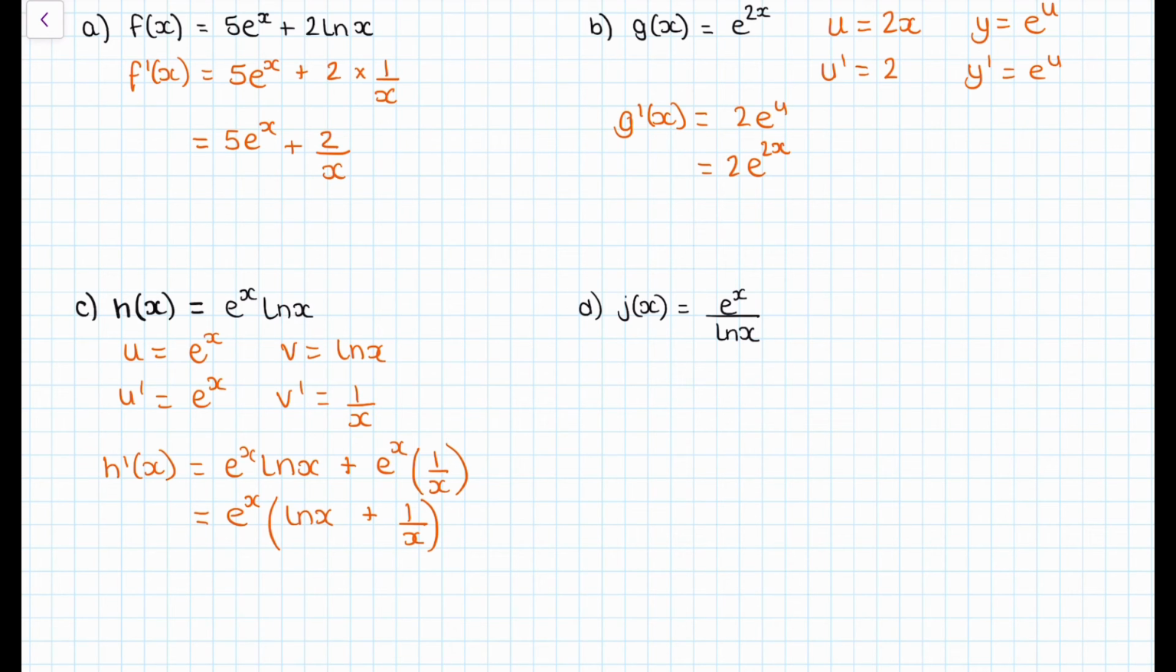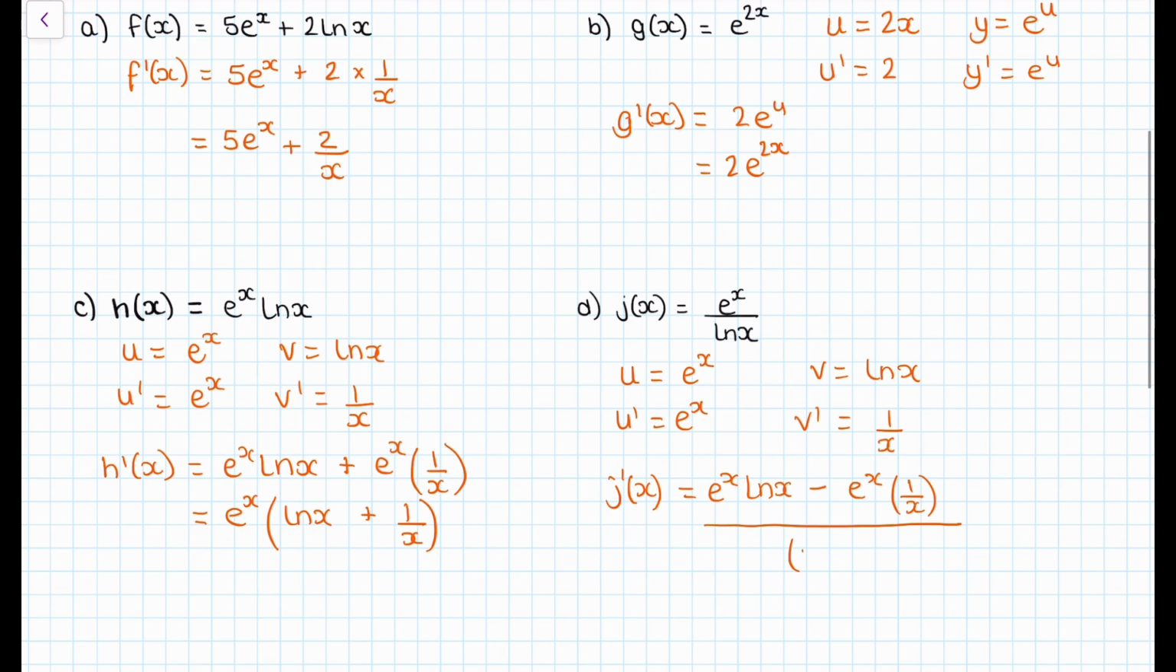Part D, here we've got e to the x divided by ln x, which will be a quotient rule. So u equals e to the x, and once again v equals ln x. V is always a denominator. Our derivative of each, and then we can apply the quotient rule, which is u dash v, so e to the x ln x minus v dash u, so e to the x multiplied by 1 on x, then all that is divided by v squared, so ln x all squared.